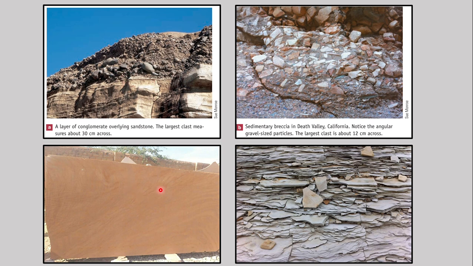And this one is Jodhpur conglomerate, Jodhpur sandstone. And this one is the shale. Shale is also clastic sedimentary rock. Sandstone is clastic sedimentary rock, conglomerate is clastic sedimentary rock, and breccia is also clastic sedimentary rock.